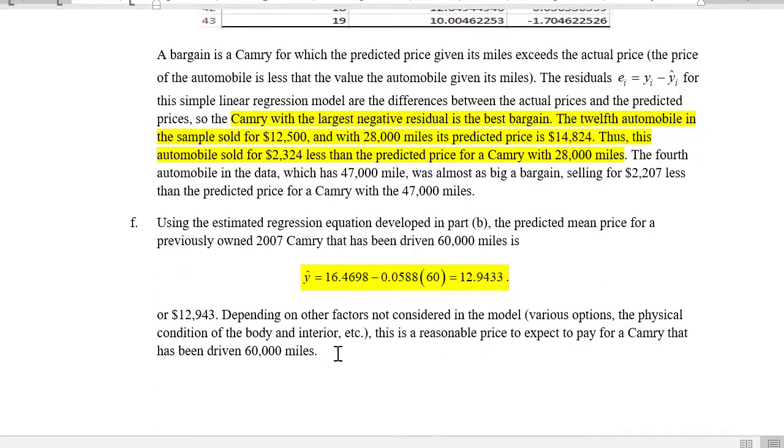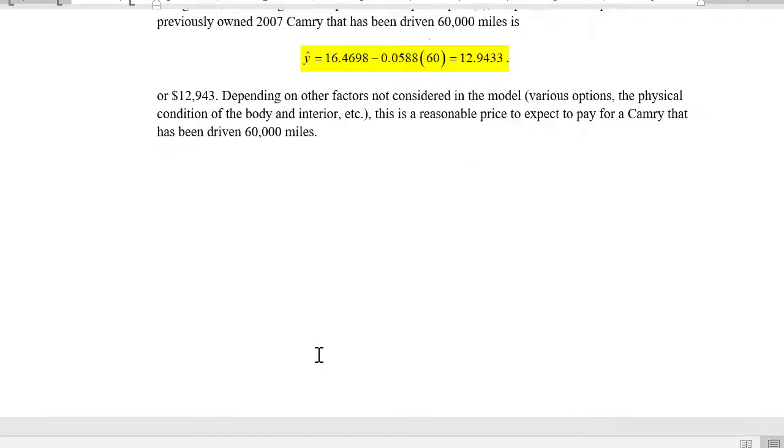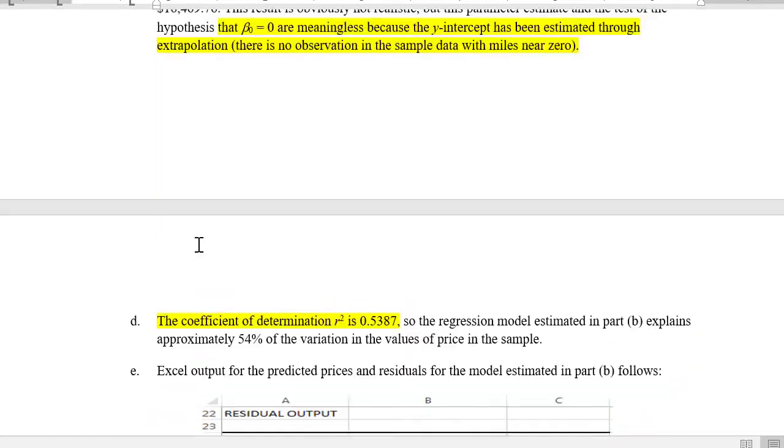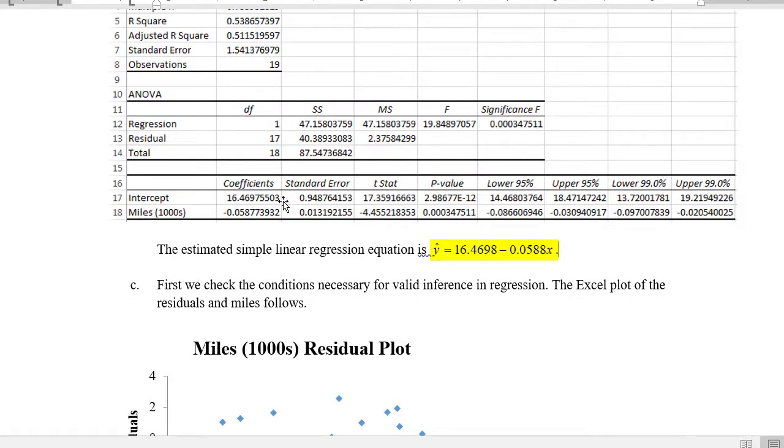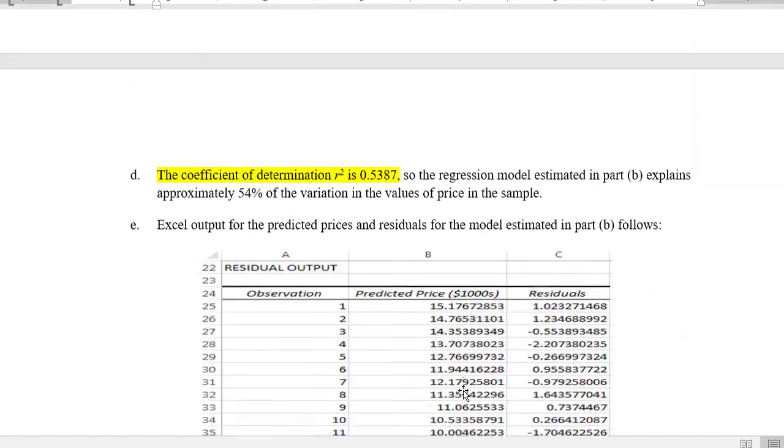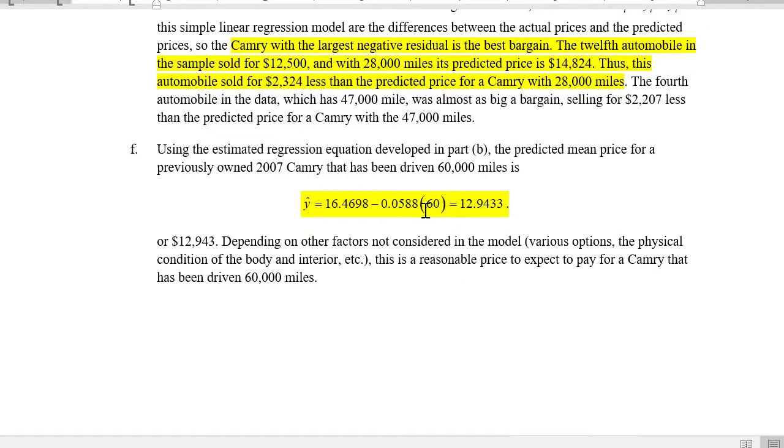And then the last one is, what would you pay for a car with 60,000 miles on it using that equation above? So I wanted you to understand what you needed to do in order to plug the 60 into X. Remember, X represents miles on the car. So we do 60,000 miles here. And remember, when you created this, the miles were in thousands. So that's the reason why you would only use 60 right here, because that's already 60,000.